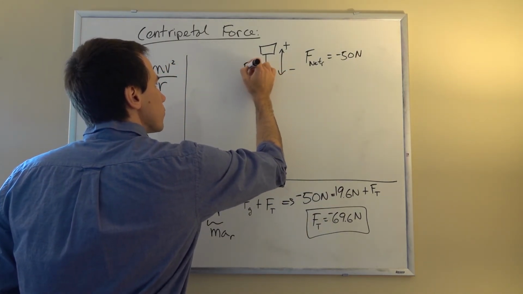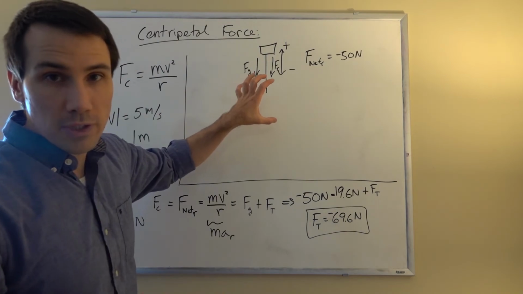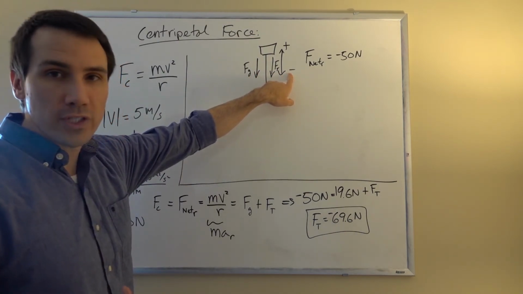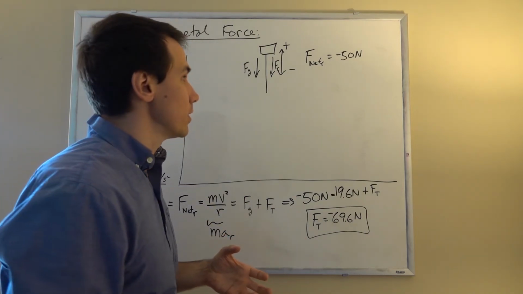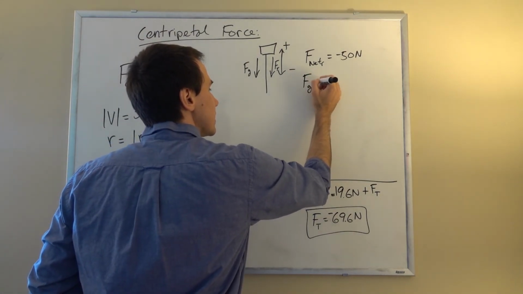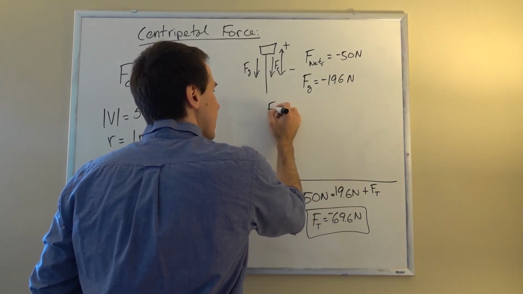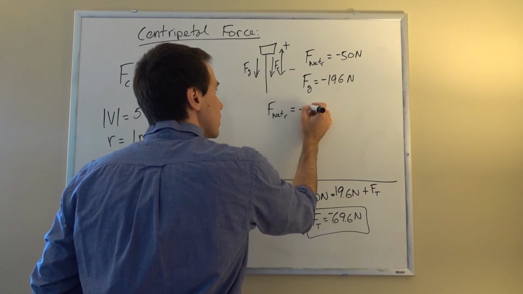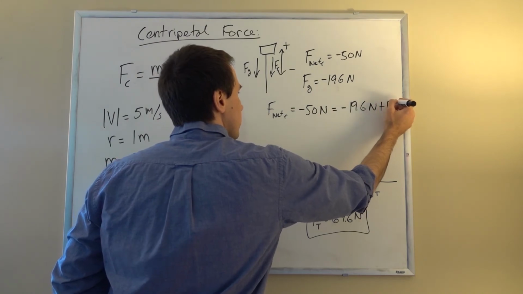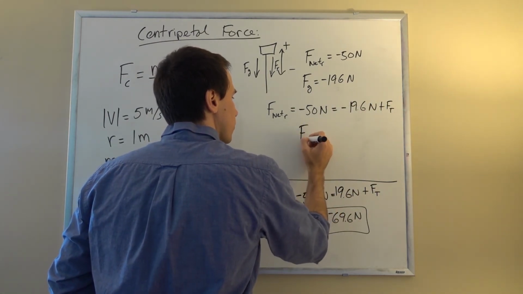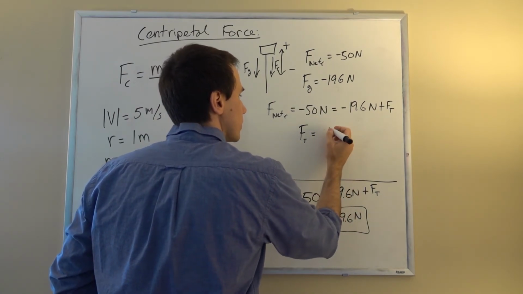Now my force of gravity and my force of tension are both pointing downward here. They are both pointing radially inward, which means that they have negative values in my coordinate system. So the force of gravity in this case is negative 19.6 newtons. And setting up my F net radial equation, negative 50 newtons equals negative 19.6 newtons plus my force of tension. So my force of tension is negative 30.4 newtons.